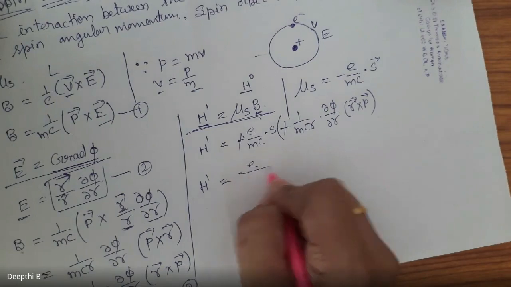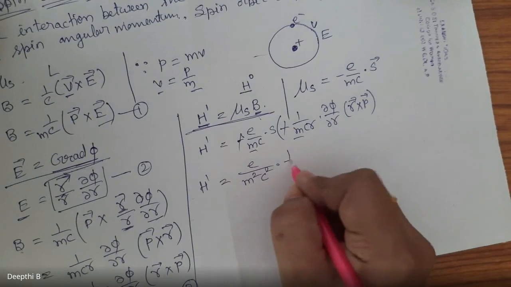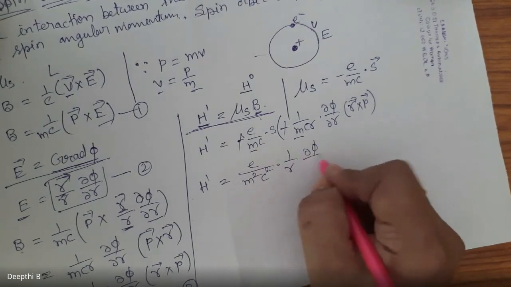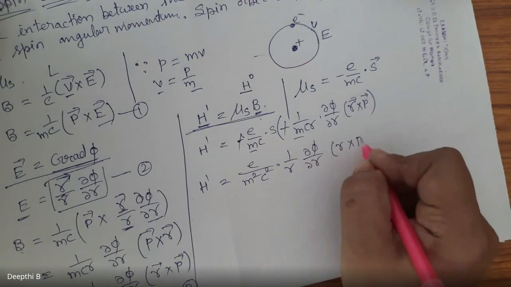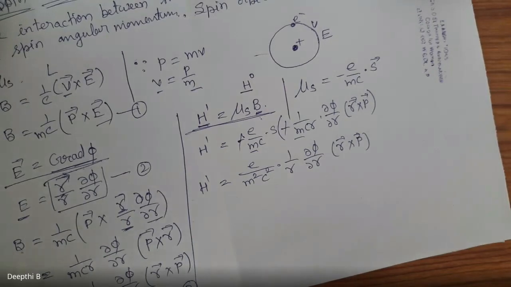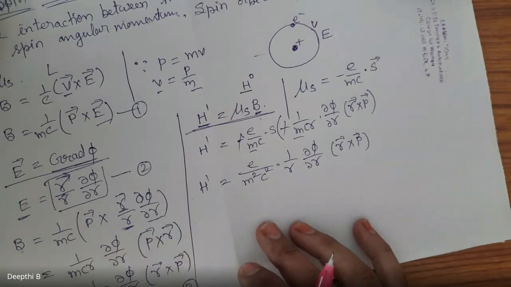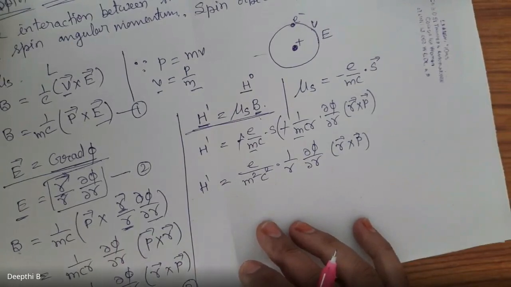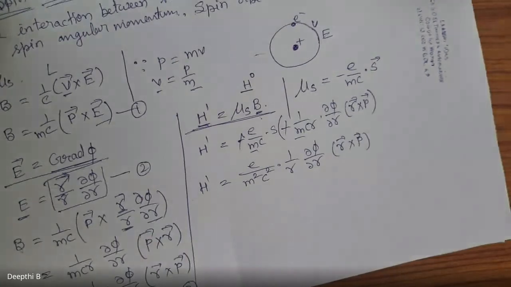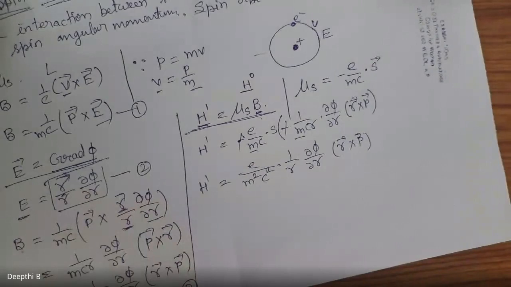E by m square c square into 1 by r. I am writing separately dou phi by dou r into r cross p. Okay, students. So this is the energy in the frame of reference in which the electron is at rest position. And one more equation, if we want to calculate the energy for the atom in which the nucleus is at rest position.